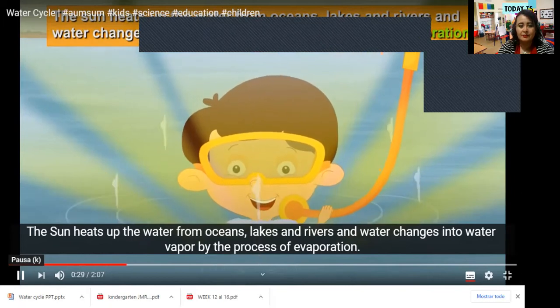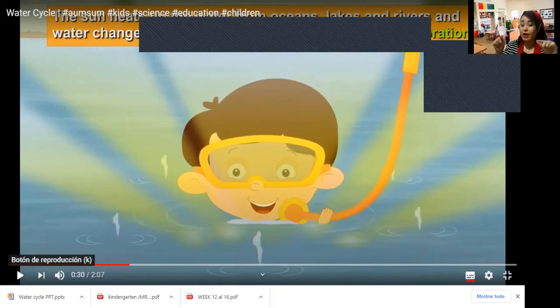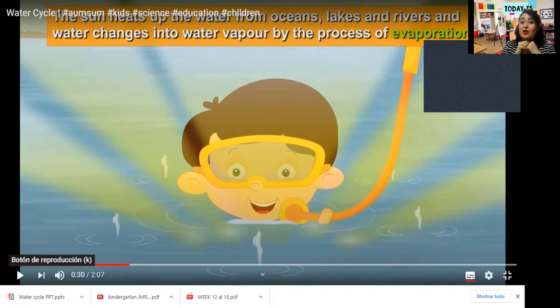Of evaporation. You know that the water is where? In the oceans, in the rivers, in the lakes, like in the video, right? Like in this video that you are watching right now. But what happens with that water? The sun, which is over there in the sky, is going to heat that water and it's going to change into water vapor. Okay, let's see how it happens.